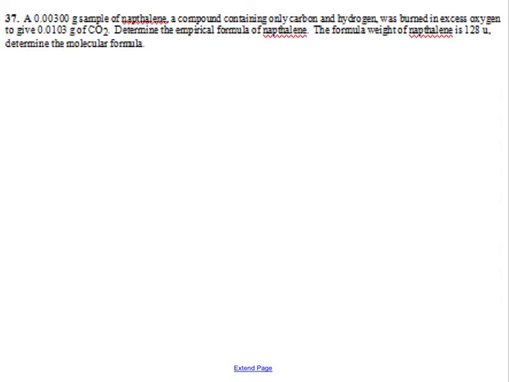Okay, so now we get to the last problem. Big, sexy problem of the unit. Remember the cough? You will see this on the test, I promise. Not this exact problem, but anything that's combustion analysis.